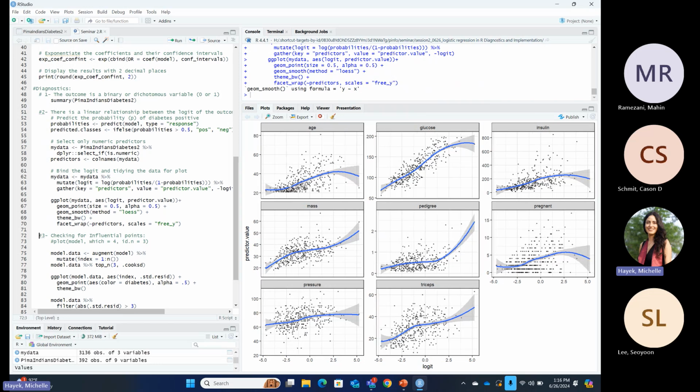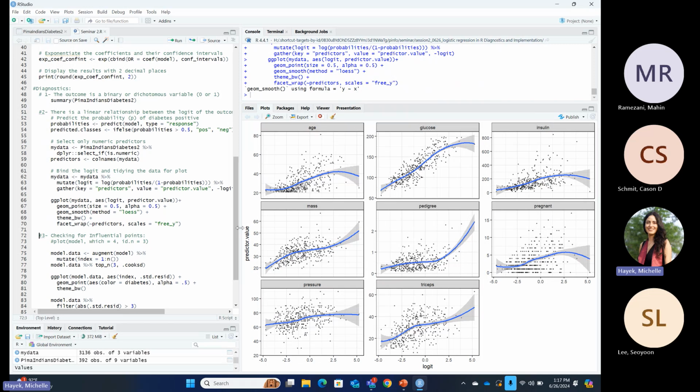So we can see here that age sort of has a linear relationship, but it might need some transformations in order to be more linear. And by transformations, I mean we can add the power 2 of the age or log of the age to make it more linear. Glucose seems to be sort of linear. Insulin, mass too. Pedigree looks to be a little bit not linear, so this might need some transformations too. And the rest, they sort of look linear.